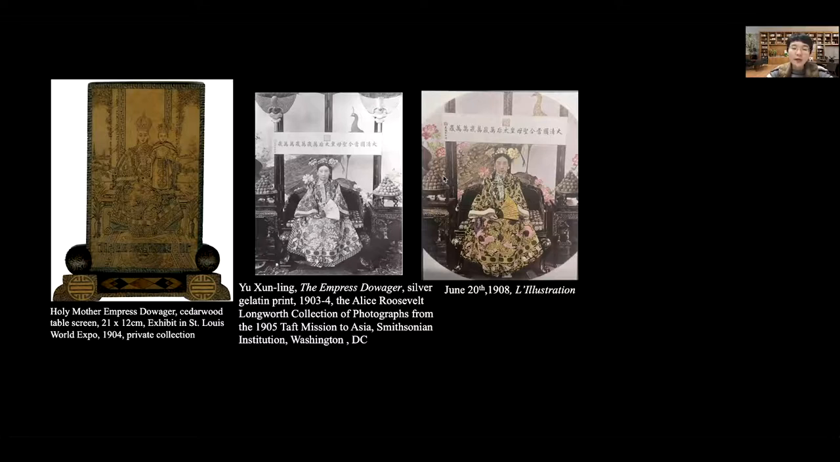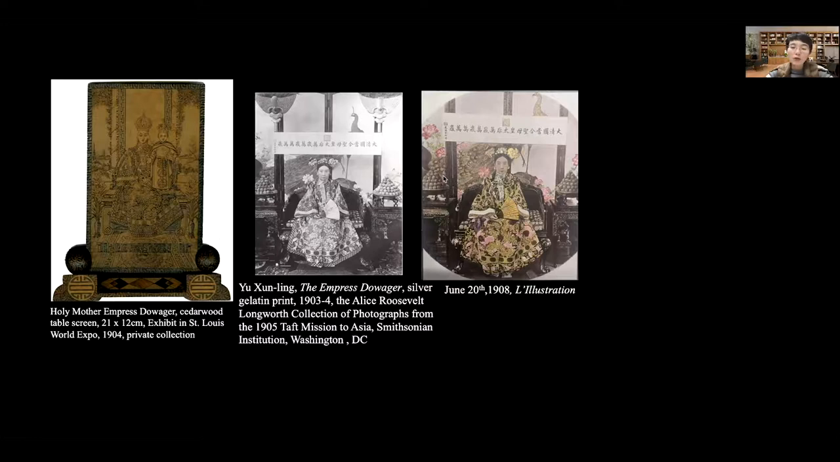Especially considering the strict censorship of the late Qing, as an expert to the World Expo, Cixi possibly offered either direct or indirect support to this table screen. And not only were all the Chinese people in charge of this table screen rewarded handsomely, but the Tushanwan workshop later received more orders of imperial portraits since then.